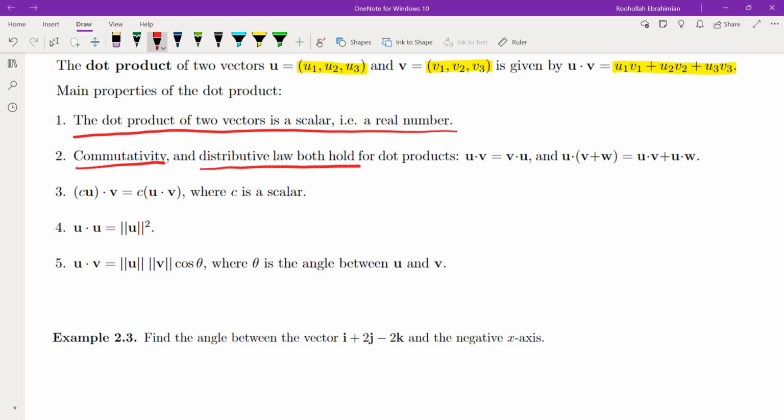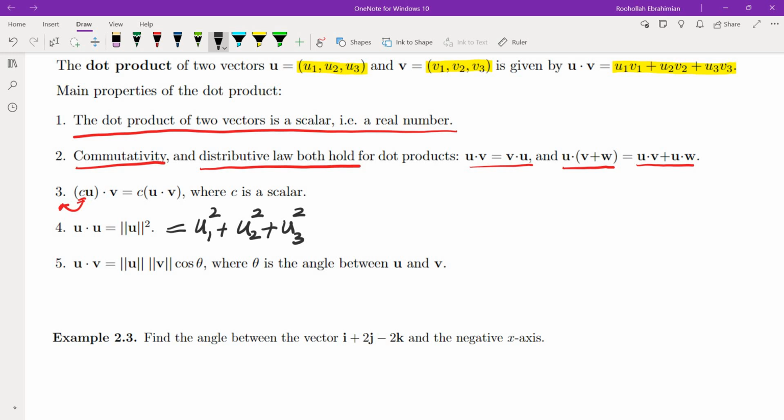Next, we have the distributive law, which means u dot (v plus w) is the same as u dot v plus u dot w. Next one is associativity. If you look at a constant c, a scalar c, you can take it out. You can do (cu) dot v, which is the same as c times (u dot v). Next, if you find the dot product of a vector with itself, you would get u1 squared plus u2 squared plus u3 squared. That's the dot product of a vector u with itself, and that's obviously the same as the magnitude squared.